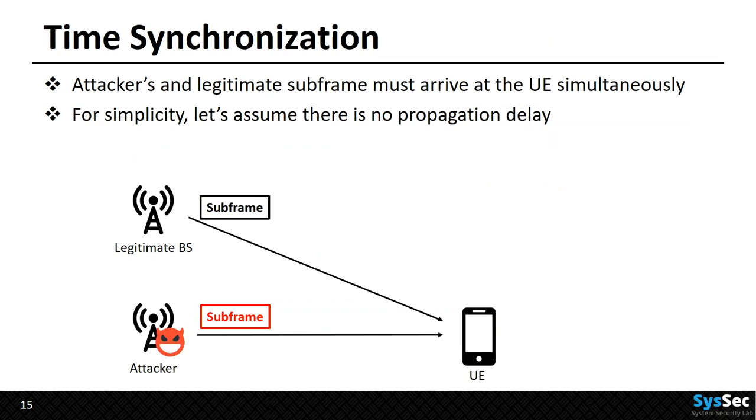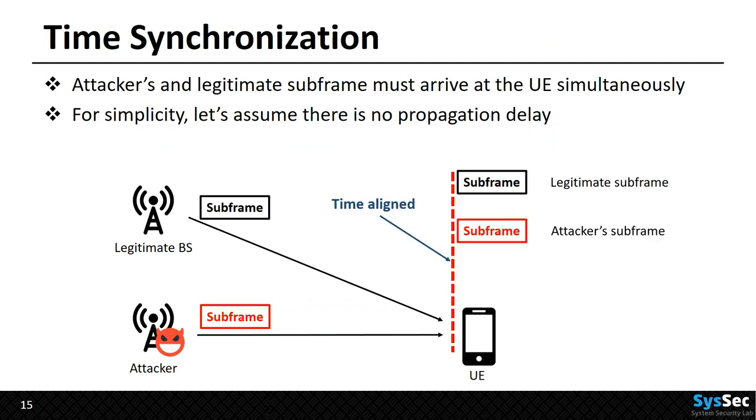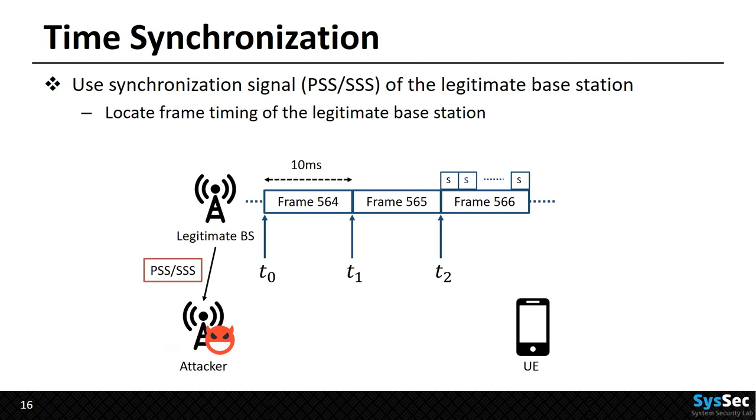Next, let's look at time synchronization first among synchronization issues. The attacker's subframe and the legitimate subframe must arrive at the UE simultaneously. In order to overwrite a particular subframe accurately, for simplicity, let's assume there is no propagation delay for now. The attacker utilizes synchronization signals called PSS and SSS to get accurate time synchronization, as they are sent periodically from the legitimate base station. More concretely, first, the attacker uses PSS and SSS to get the frame timing of the legitimate base station, meaning that the attacker can identify the frame timings T0, T1, and T2.